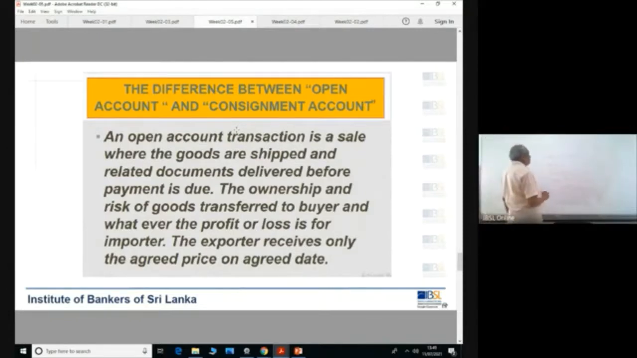Then consignment account. The goods sent are US dollars 100,000, on consignment account.